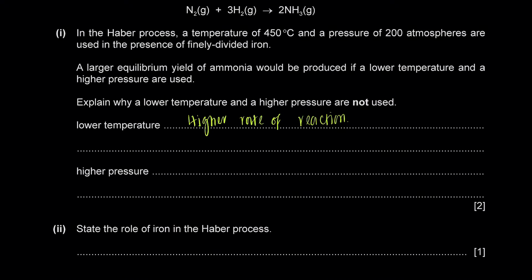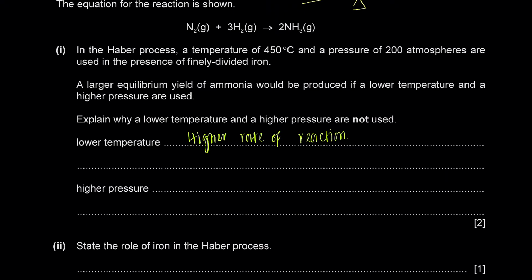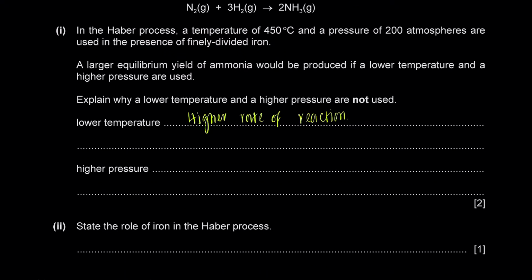Higher pressure, why is that not used? Now note, higher pressure will favor the reaction to the right-hand side. But higher pressure uses a lot of electrical pumps. Electrical pumps use what? Electricity, resulting in the cost of ammonia being more expensive. So you can just get the same amount by using a lower pressure. So higher pressure will increase the expense or make ammonia more expensive.